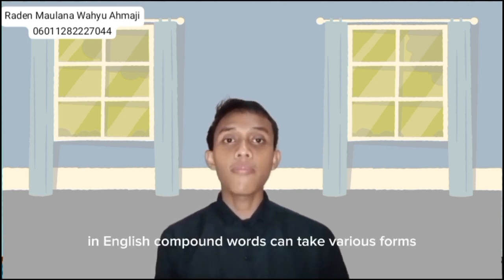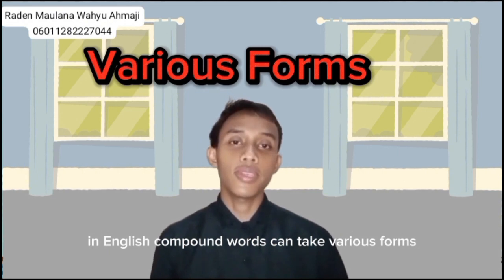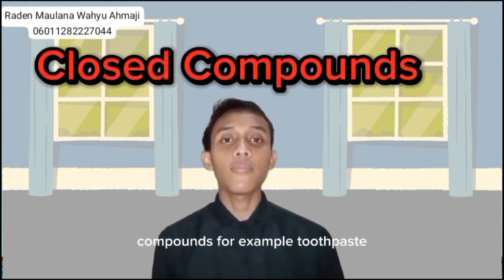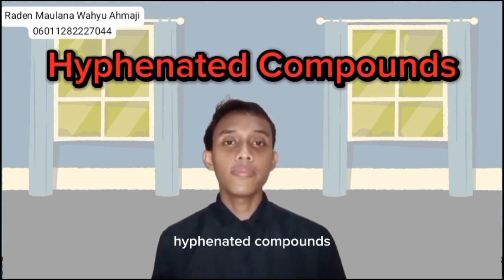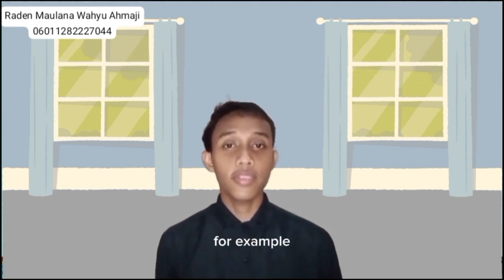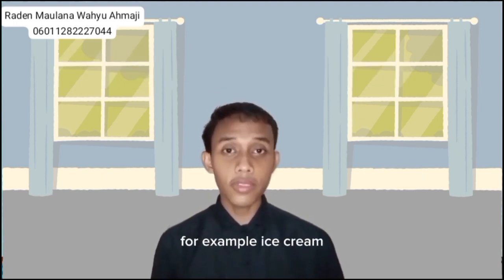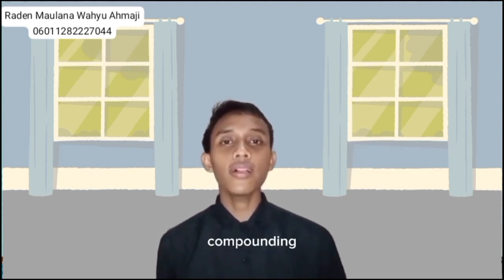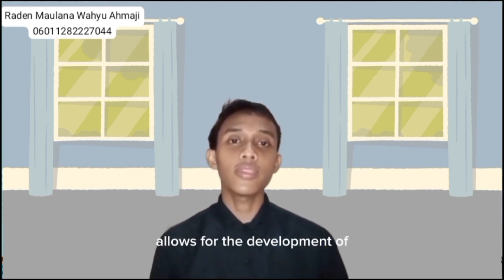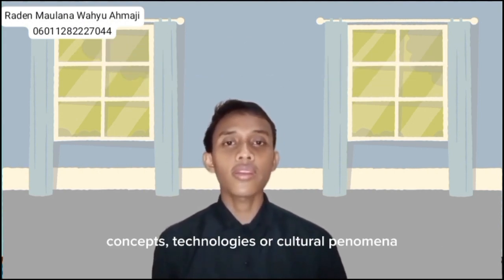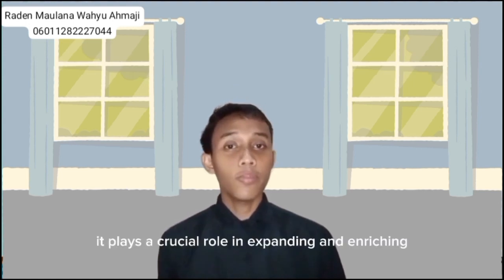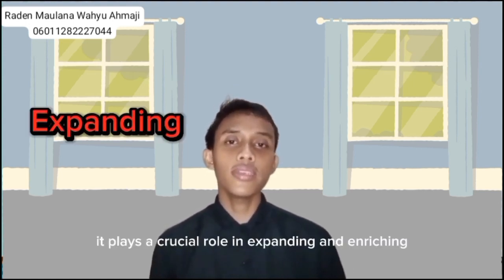In English, compound words can take various forms, such as closed compounds, for example, toothpaste, hyphenated compounds, for example, mother-in-law, and open compounds, for example, ice cream. Compounding allows for the development of new words to describe emerging concepts, technologies, or cultural phenomena. It plays a crucial role in expanding and enriching a language's vocabulary.